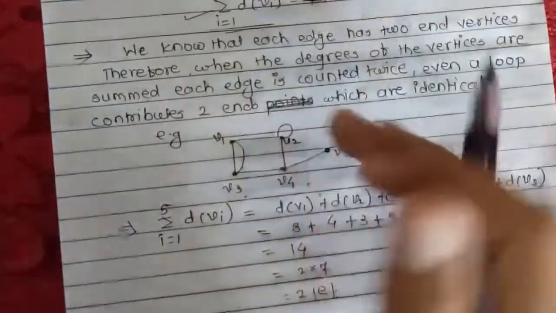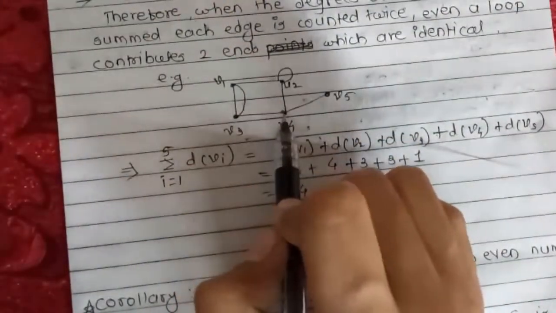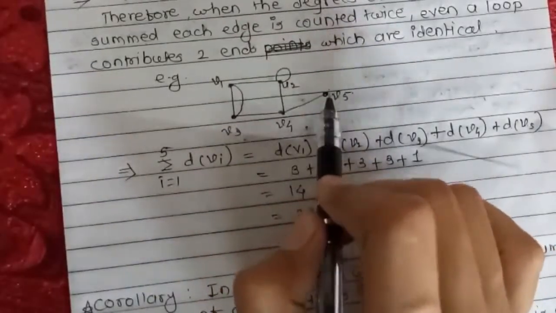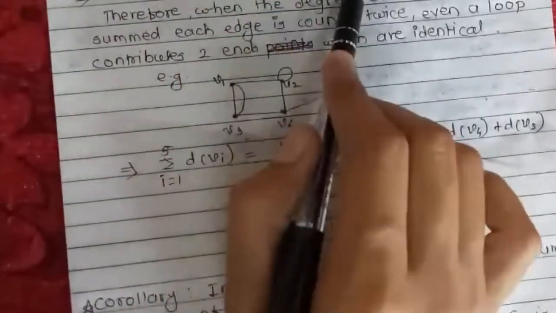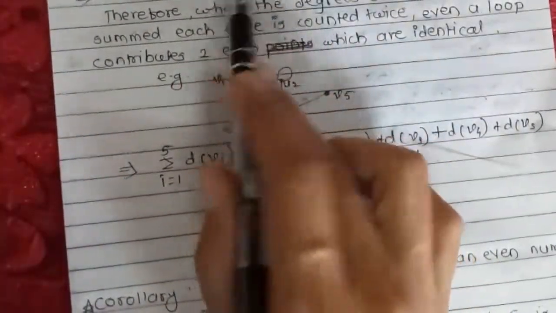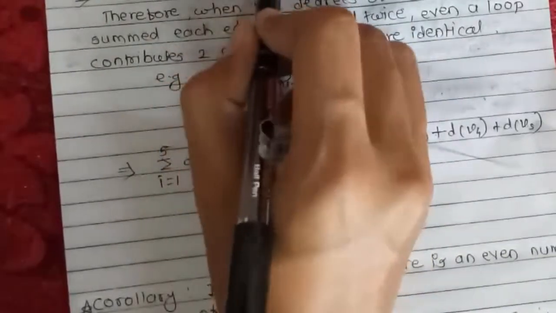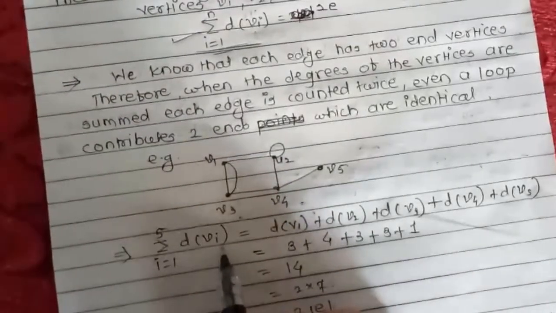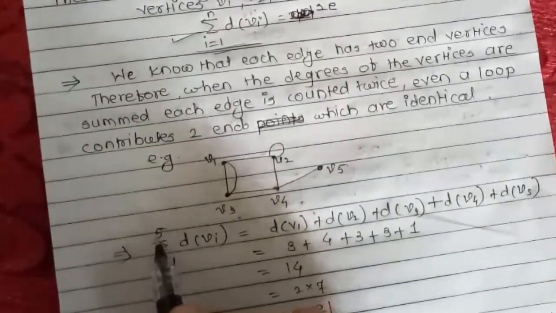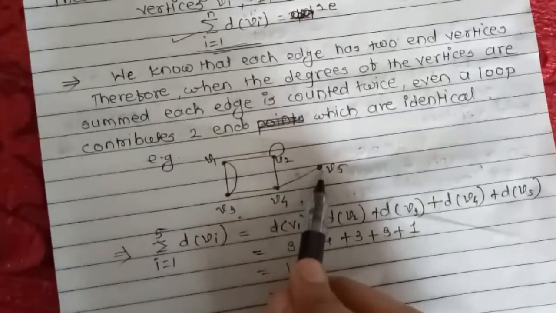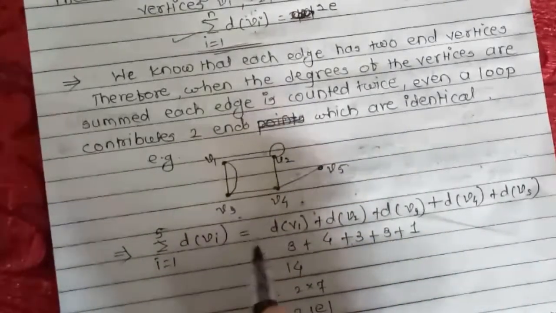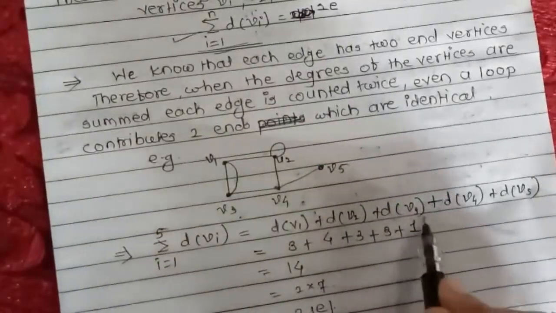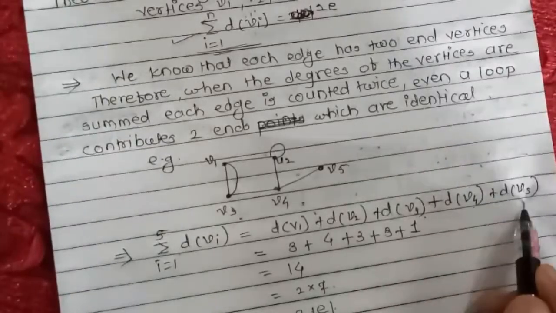Let us take an example. Here we have the graph G. The number of vertices is 5: 1, 2, 3, 4 and 5. Now we have to prove this statement. First we write the term summation of degree of vi, with i running from 1 to 5, because in graph G there are 5 vertices. So the summation of degree of vi is equal to degree of v1 plus degree of v2 plus degree of v3 plus degree of v4 plus degree of v5.